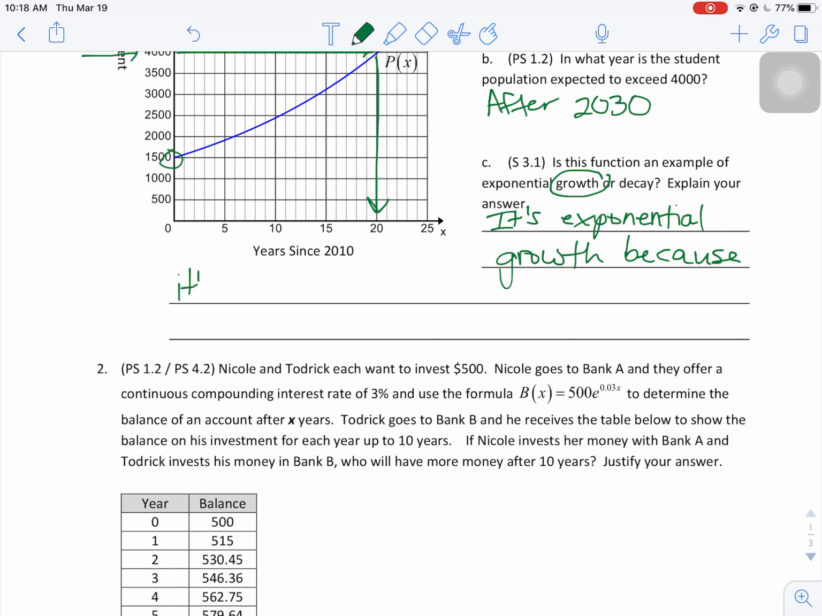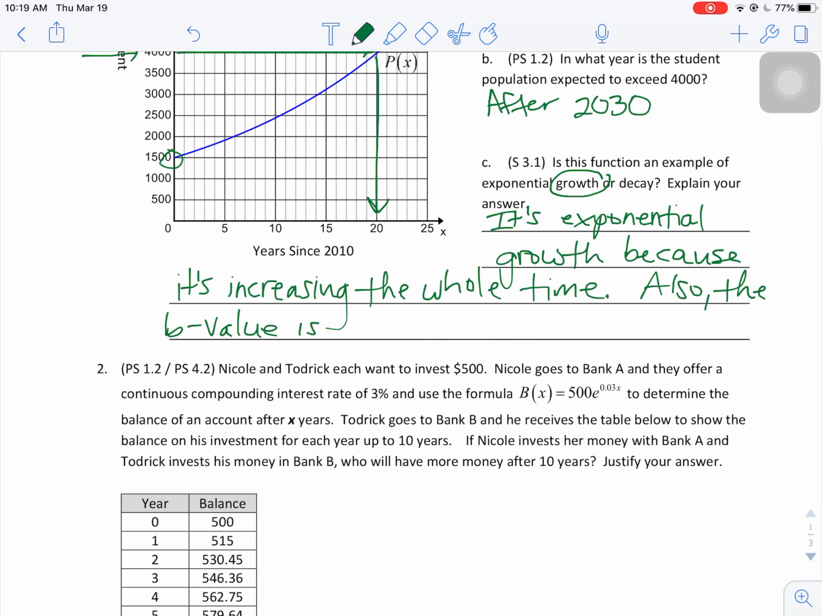Because it's increasing the whole time. Also, the b value is greater than 1 because it's 1.05.